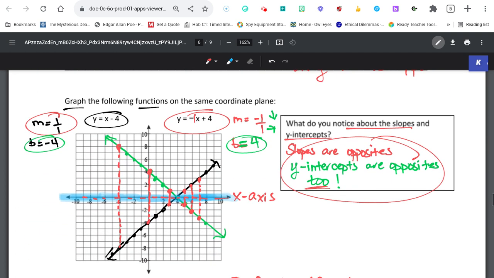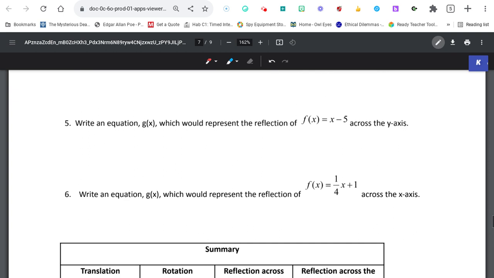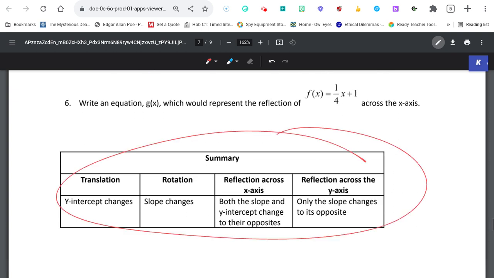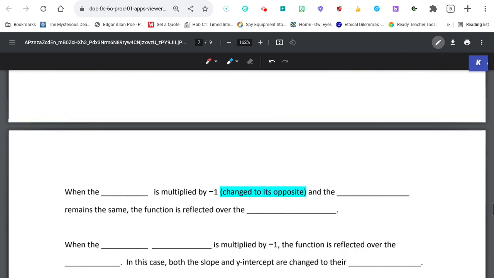And I got a little summary chart for you in your notes to help you out, but we'll get to that in a second. It's down here. That's going to help you out, and I may let you keep that on the test to help you write some of these new transformations. All right, let me check that.